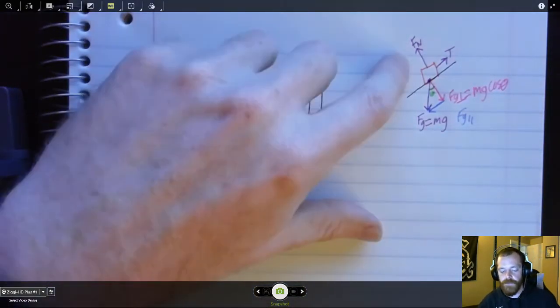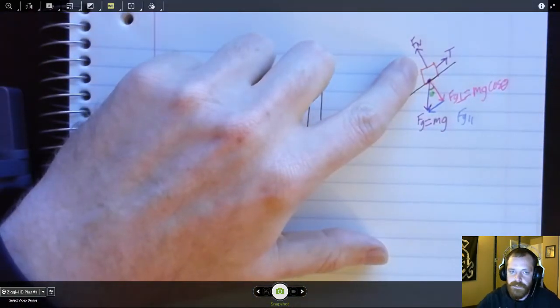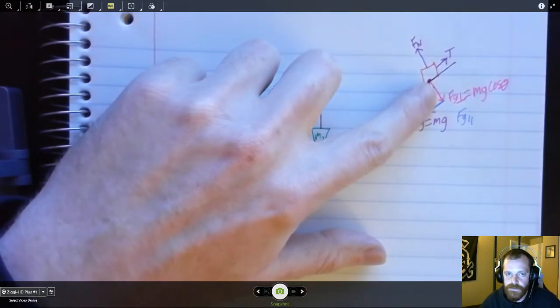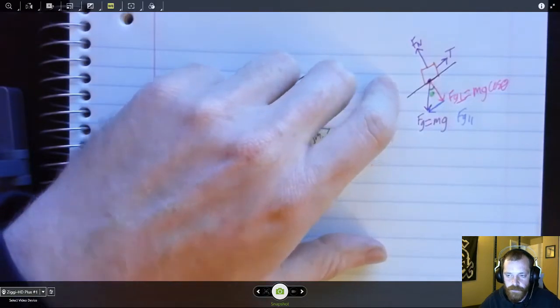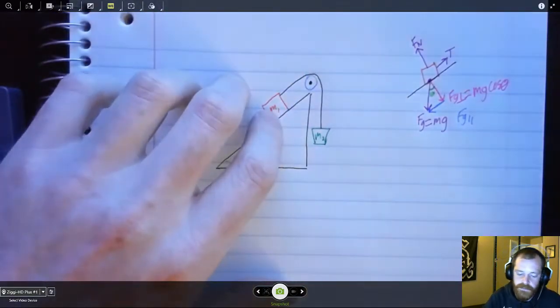Now, what we also know is the normal force must be equal to that force, because this object is not accelerating up off the ramp, and it's not accelerating down into the ramp. So those two forces must be equal.